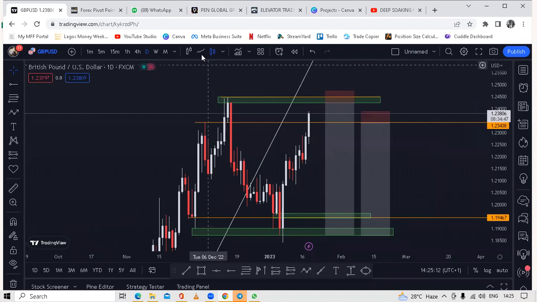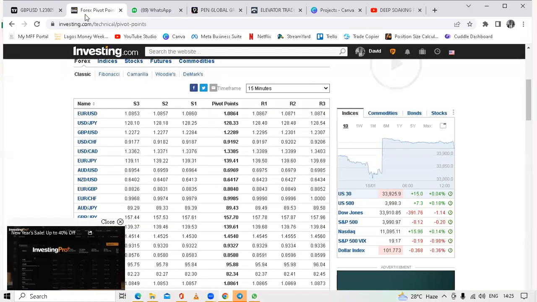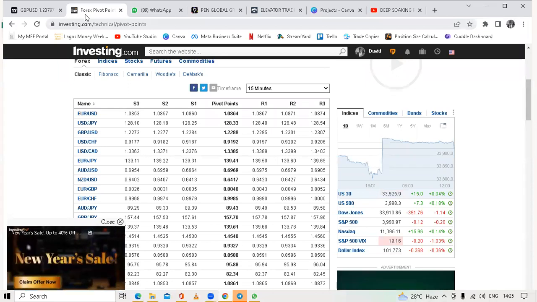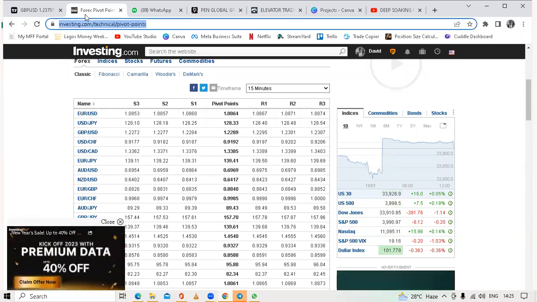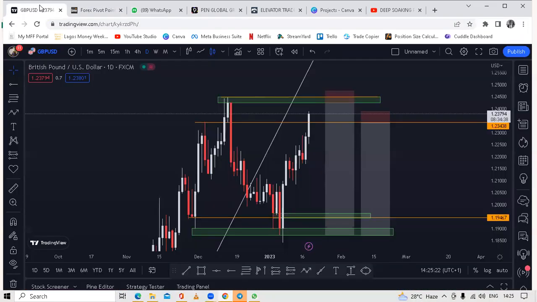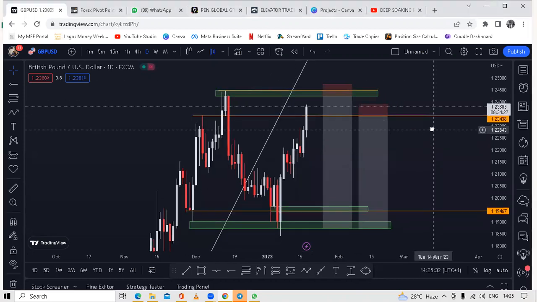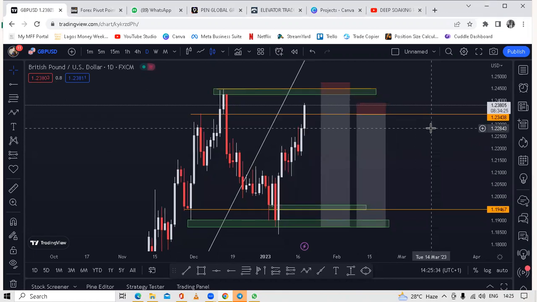So what you can do is come to a website called investing.com/technical/pivot points. Copy. I'll paste it on the Zoom class so that you can go ahead and copy and paste. This will give you pivot points. You just put whichever time frame you're looking for and it gives you the pivot points for that time frame. Pivot points vary per time frame.